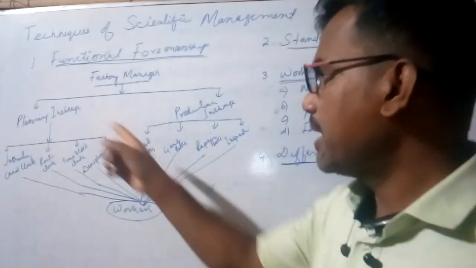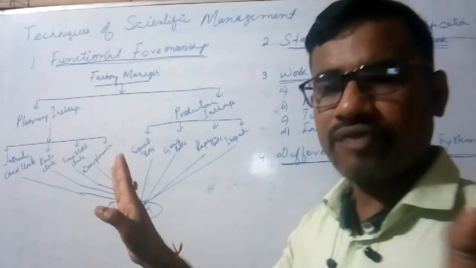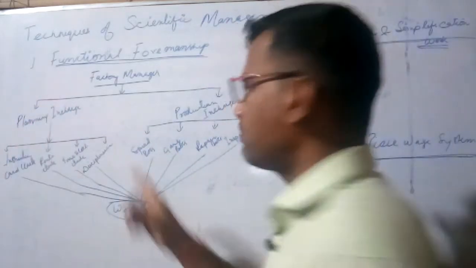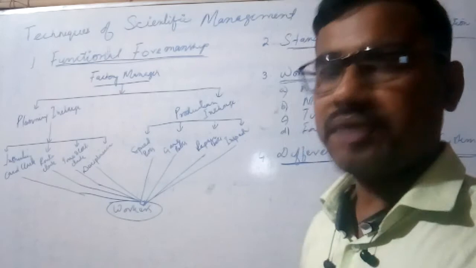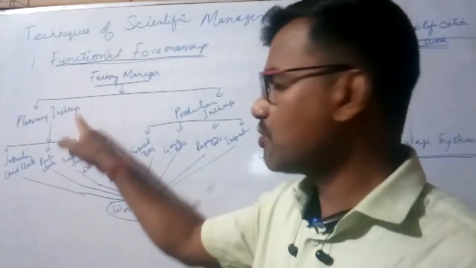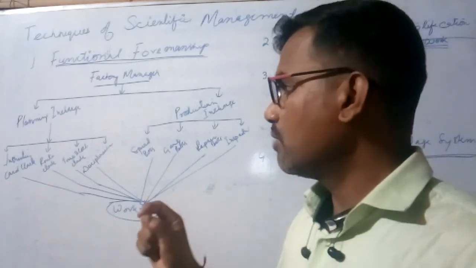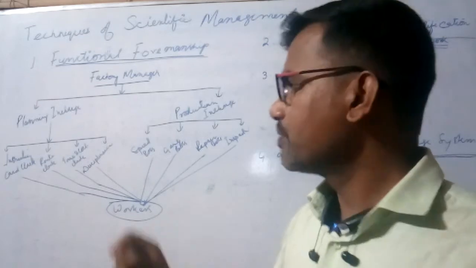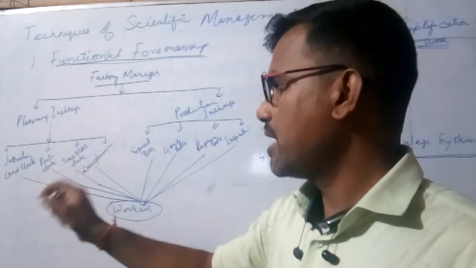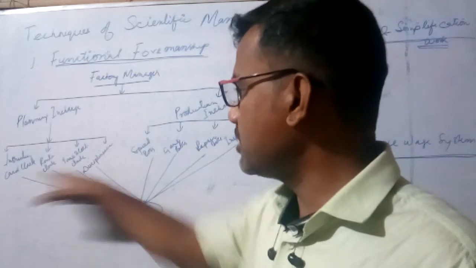So what is the work of the people under the planning in charge? He says that every work in a factory should be divided into two hands: on the left hand side the planning in charge, and on the right hand side the production in charge. What is the work of a planning in charge? The planning in charge's work is to plan the day-to-day work. What should be done on a particular day is planned accordingly by the planning in charge, and the planning in charge is subordinated by these people.